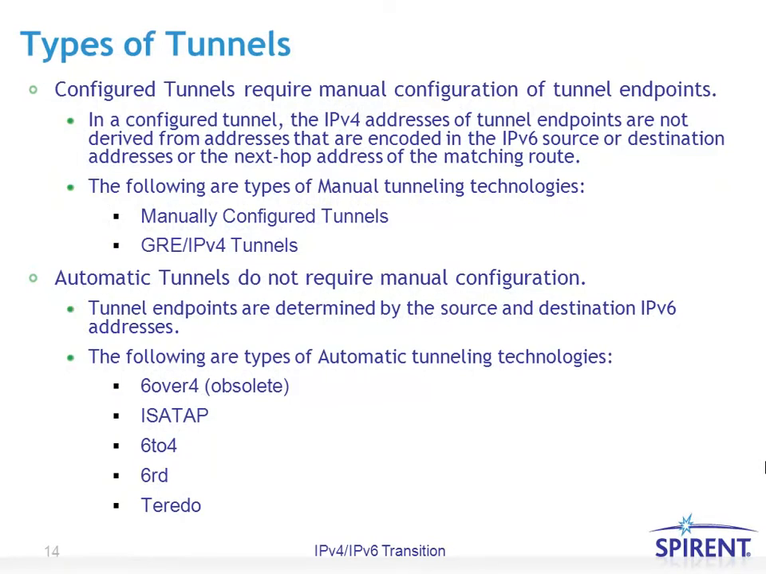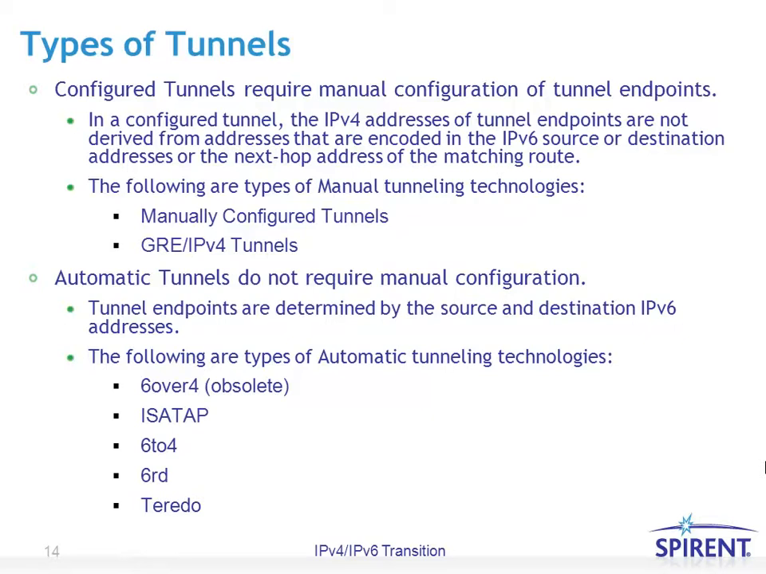So as I mentioned earlier, there are two types of tunnels. There's configured tunnels and automatic tunnels. Under configured tunnels, the IPv4 addresses of the tunnel endpoints are not derived from embedded IP version 4 addresses in IP version 6 addresses, rather they are configured manually. The following are types of manual tunneling technologies: manually configured tunnels or generic routing encapsulated IP version 4 tunnels.